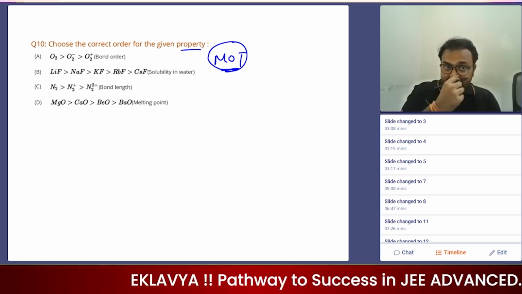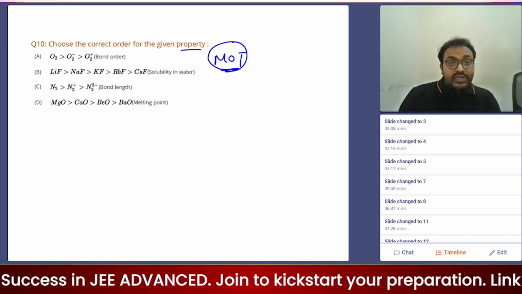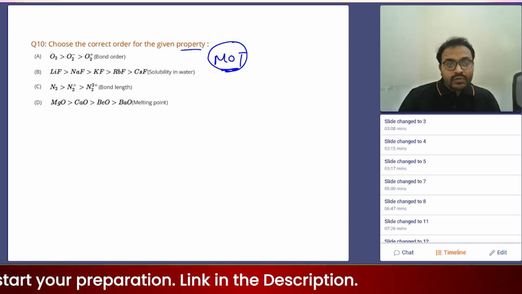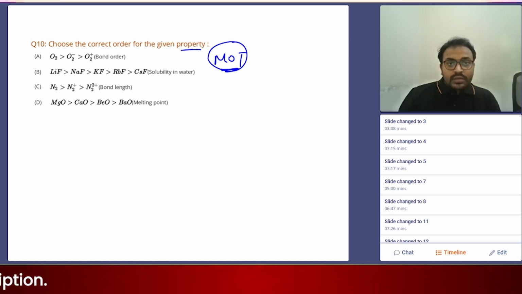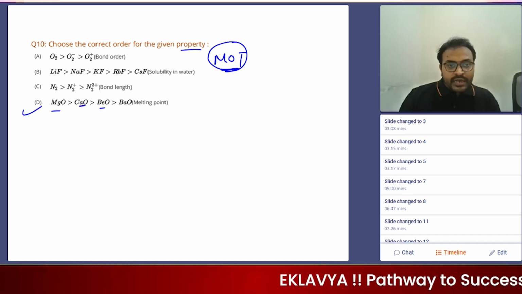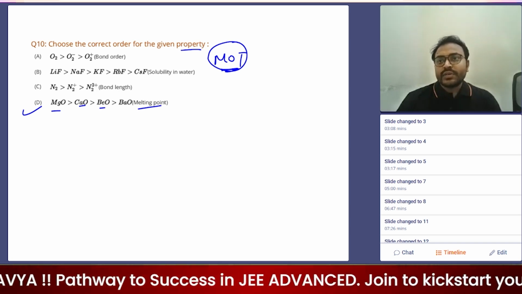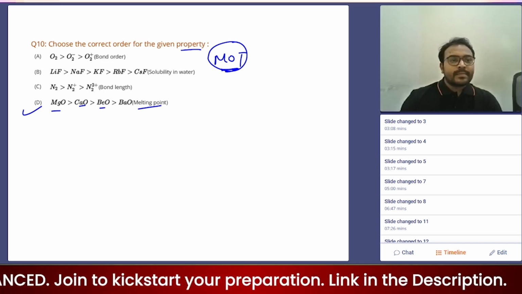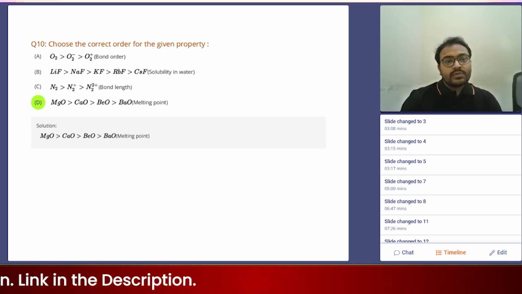The solubility is given. Solubility also is not correct because from top to bottom, solubility in water increases. But the fourth option is correct: MgO, calcium oxide, beryllium oxide. This is the correct order of melting point. That is the experimental order, right? So there is an experimental order for the calculation of.